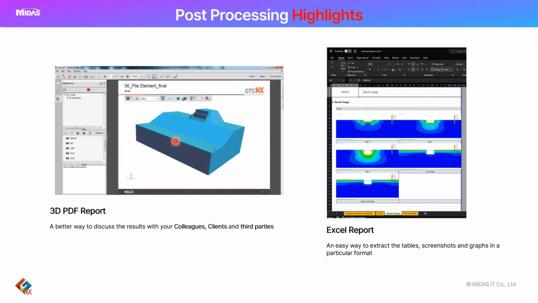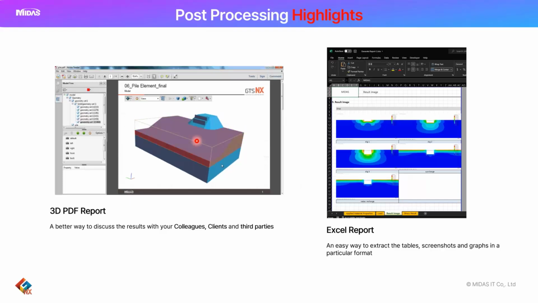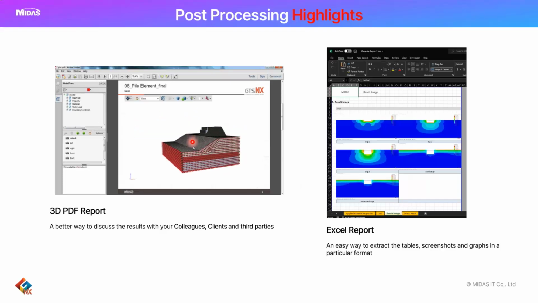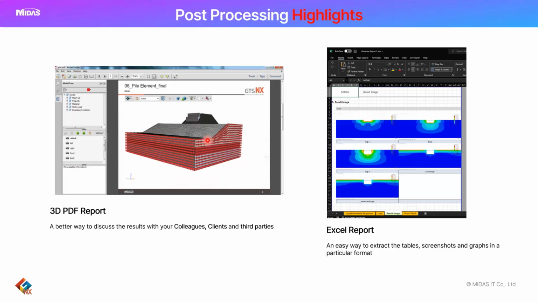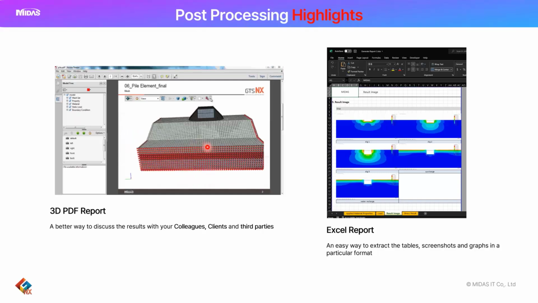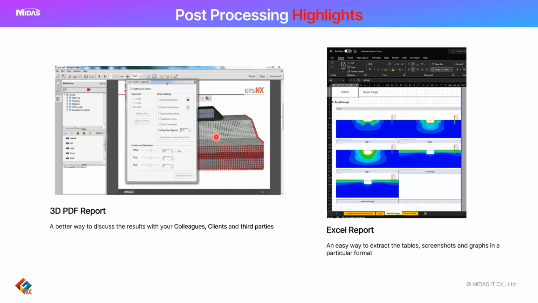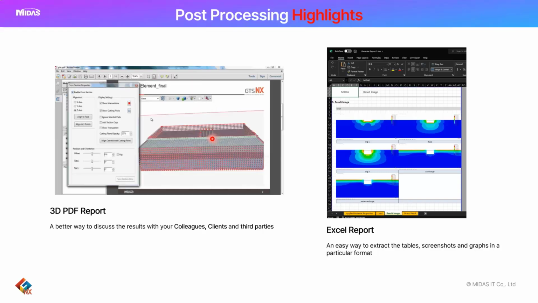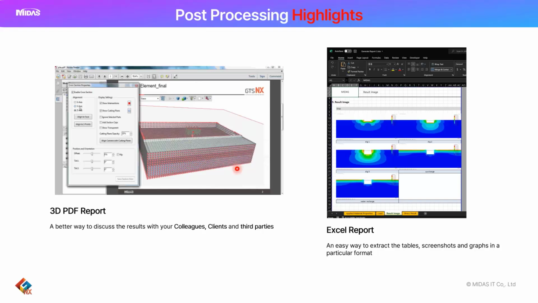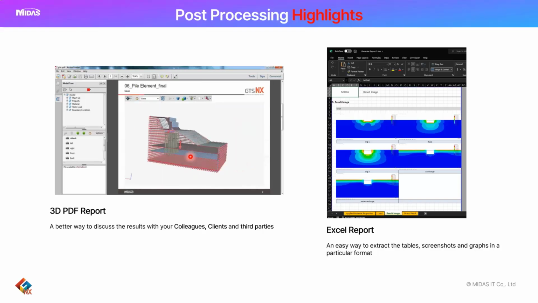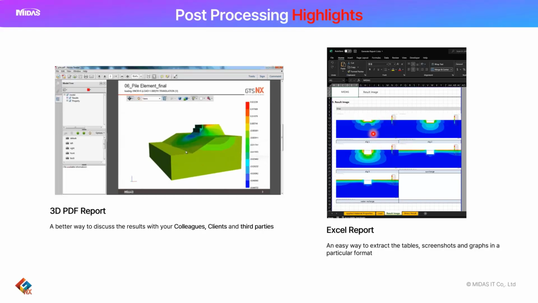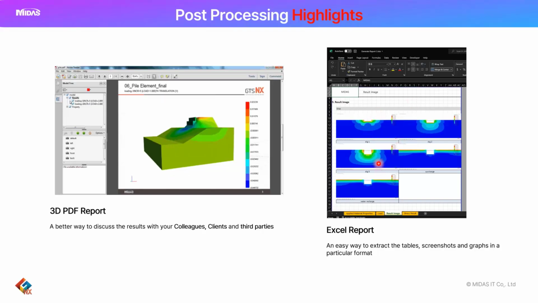And you can get the 3D PDF report, wherein you can simply access the model just like how you access it in the software. So it will be very much helpful for presentation purposes. So all the model related details, the load related details, as well as the results can also be seen in the 3D PDF. And we have an option to export the result in Excel, wherein we can get the tables, we can get the graphs, and we can get the snapshots as well. So this will be helpful as a small part of your bigger engineering report.